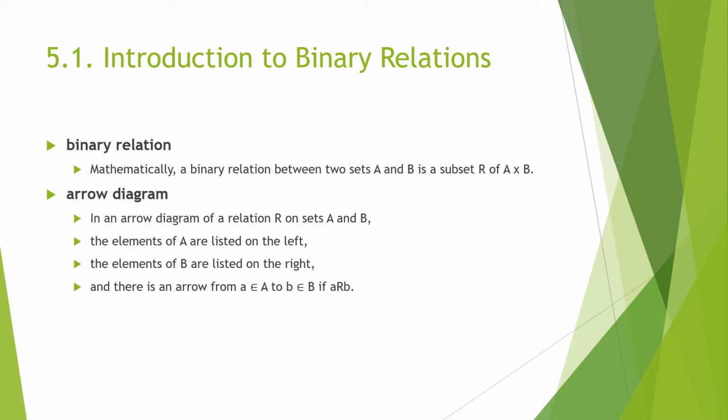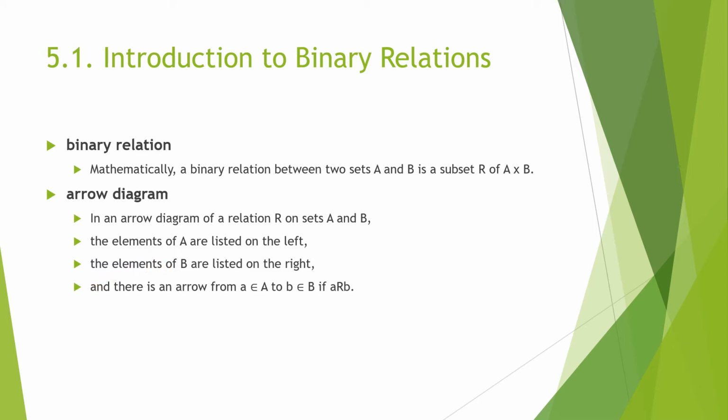So in order to represent a binary relation, we can use the same representation that we use for functions. That representation is called the arrow diagram. In an arrow diagram of a relation like R, from set A to set B, we have to list all the elements of set A on the left hand side of the diagram and all the elements of B on the right hand side of the diagram.